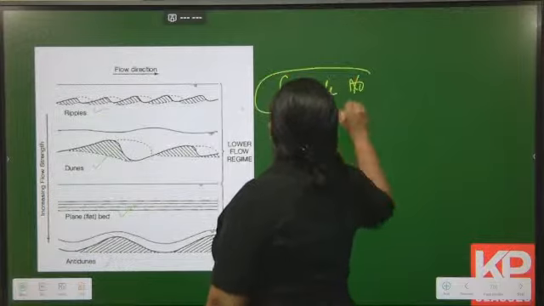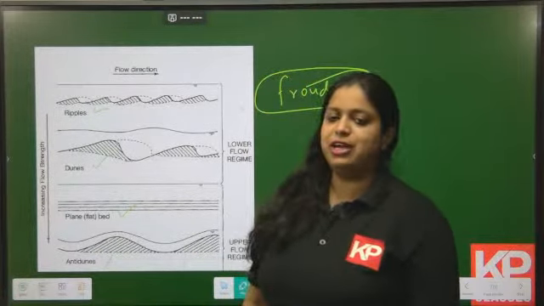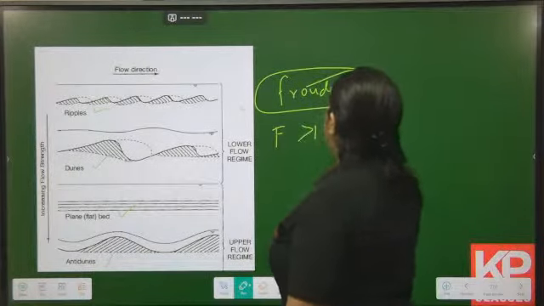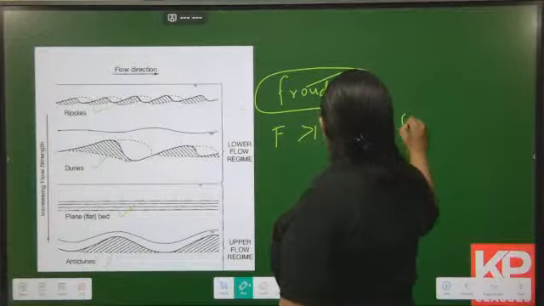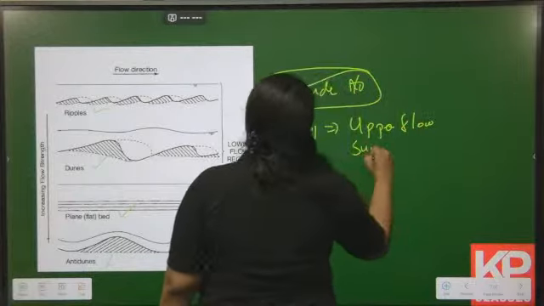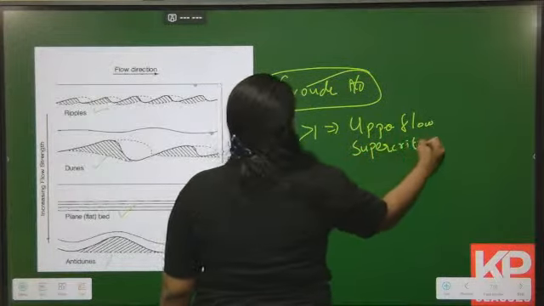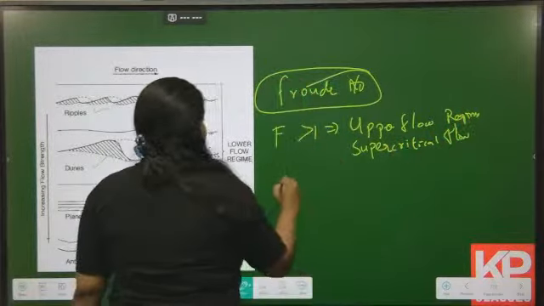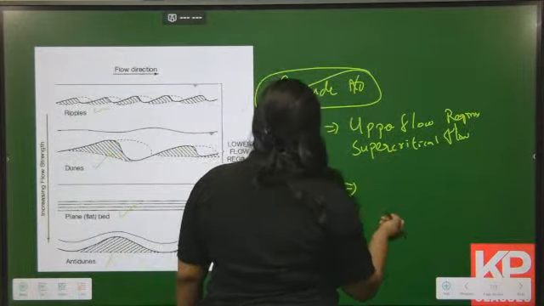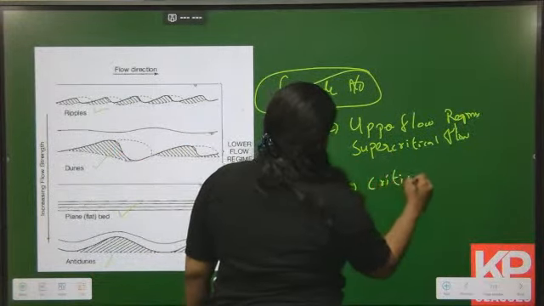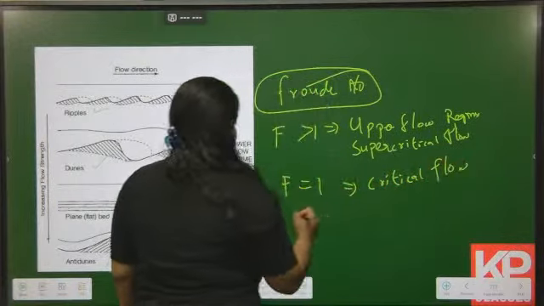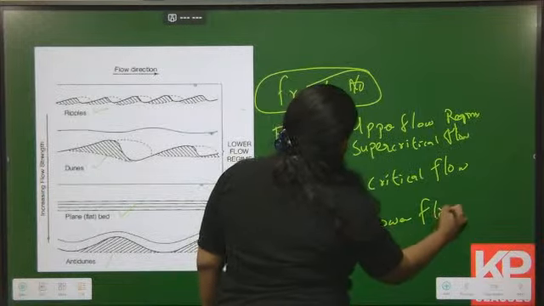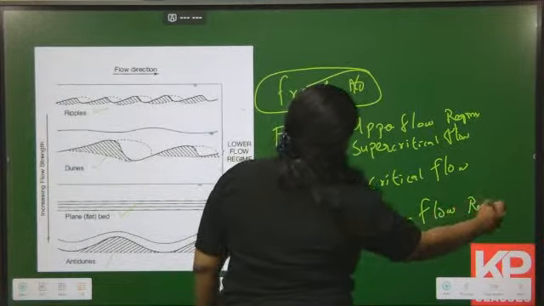So we'll be discussing Froude number in detail in geomorphology. There we define how Froude number value F, if it is greater than 1, it defines an upper flow regime or a supercritical flow. If F value is equal to 1, that means it defines a critical flow. If F is less than 1, it defines a lower flow regime or subcritical flow.